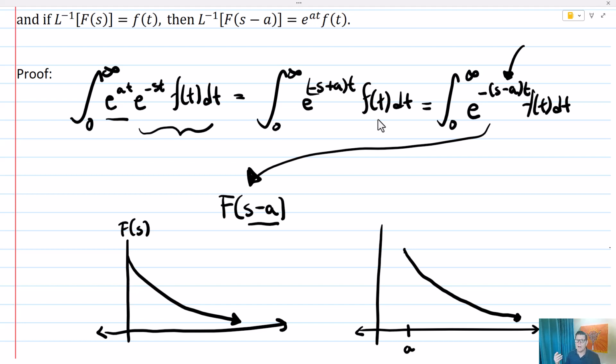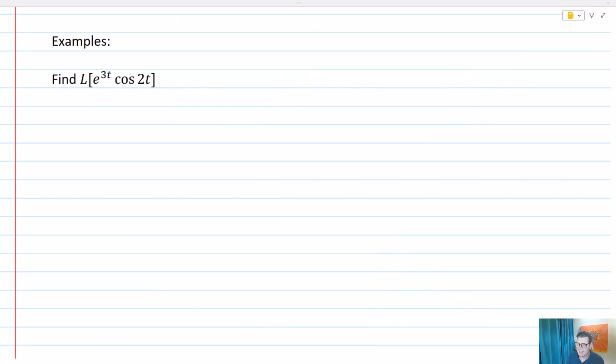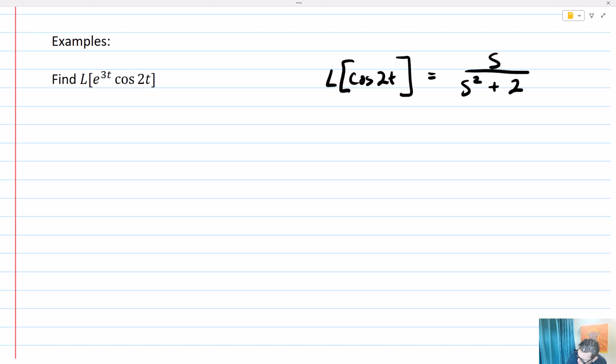Now let's talk about what this means from a practical standpoint when we want to go through and find the Laplace transform. Let's look at an example. Suppose that I want to find the Laplace transform of e to the 3t cosine 2t. Now I know that the Laplace transform of cosine 2t is going to end up equaling s over s squared plus 2 squared. That's our standard Laplace transform.